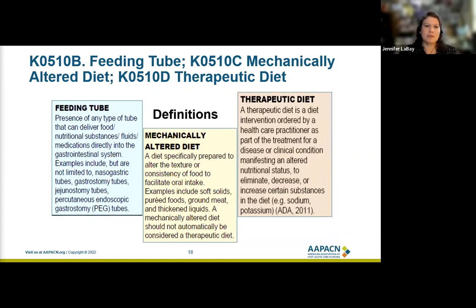And then therapeutic diet. Therapeutic diet is a diet intervention ordered by a healthcare practitioner as part of a treatment of a disease or clinical condition. So we have a low salt diet. We have a diabetic diet. We have a no peanuts diet because they have an allergy, or no tree nuts diet, or they're avoiding a diet because of some other allergy or items. That's what we're looking at here. Just because somebody is on a supplement doesn't mean that they're on a therapeutic diet, but that person with the supplement could be on a therapeutic diet, but the supplement in and of itself doesn't make that a therapeutic diet.